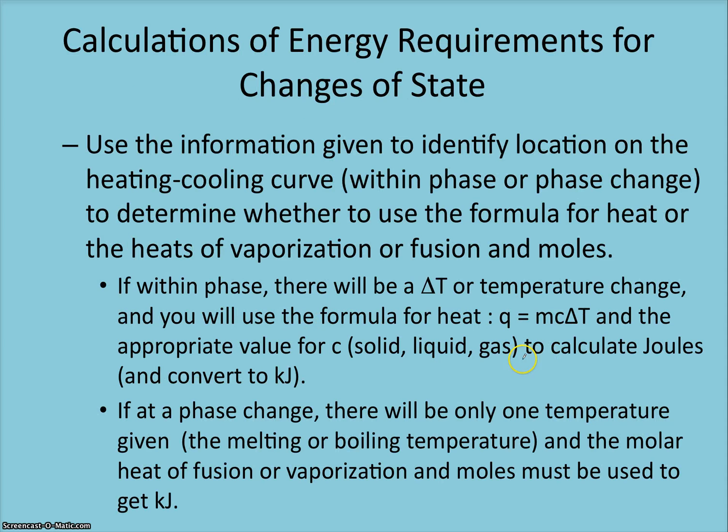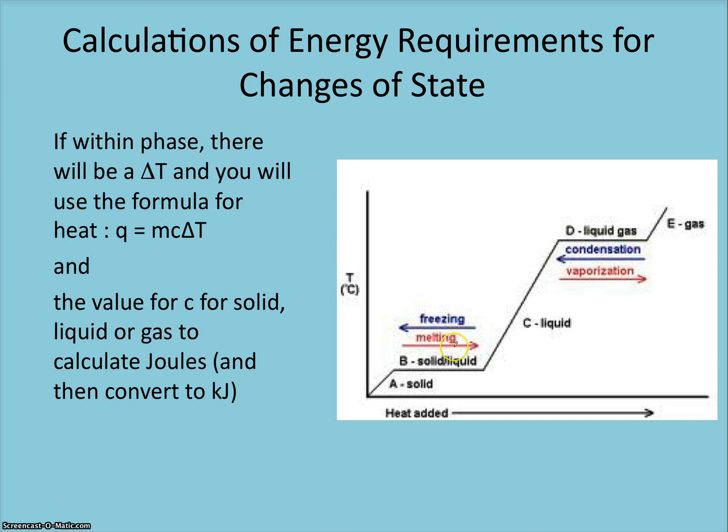So here's a lot of words that tells you what I just said, that you're going to look at the heating and cooling curve, figure out if you're within phase or if you're at a phase change. So within phase, what you're looking at is, are you down here where you're at the solid form, or in here where you're in the liquid, or up here where you're a gas? If you are at either of these places anywhere along the curve, you're going to be getting a delta T value. If you have a delta T, or change in temperature, you use the formula for heat. Heat equals mass times C times delta T.